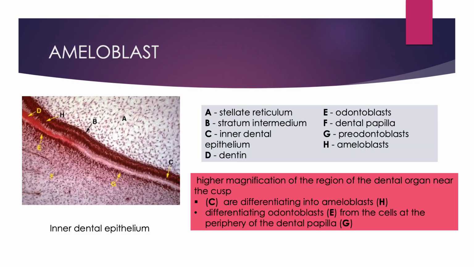This is a higher magnification of the region of the dental organ near the cusp from the preceding image. The cells of this region are actively involved in formative activities. Identify the following: stellate reticulum, stratum intermedium, and inner dental epithelium that are differentiating into ameloblasts. To the left of the image, dentin, differentiating odontoblasts from the cells at the periphery of the dental papilla, and the dental papilla.